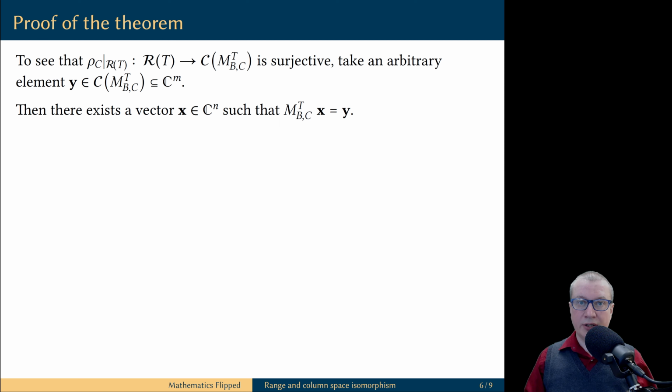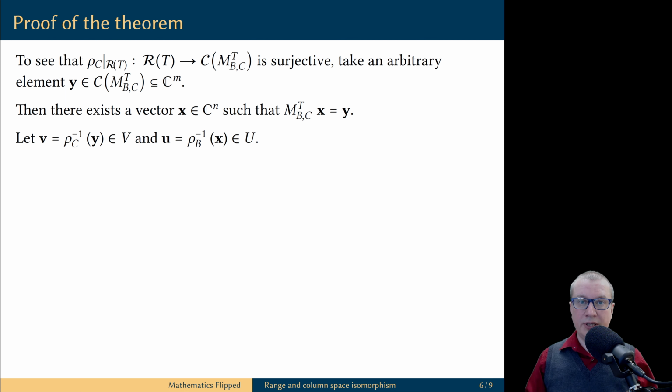Because y is a vector in the column space, it is equal to the matrix vector product of the matrix representation and some column vector x. The number of components in this vector x is the number of columns in the matrix, so this is equal to n, the dimension of the vector space U.